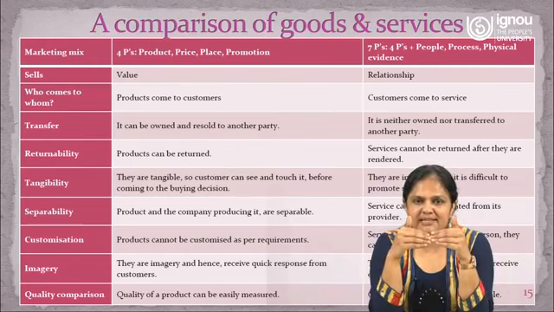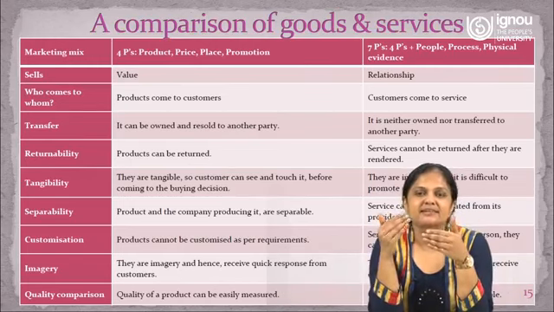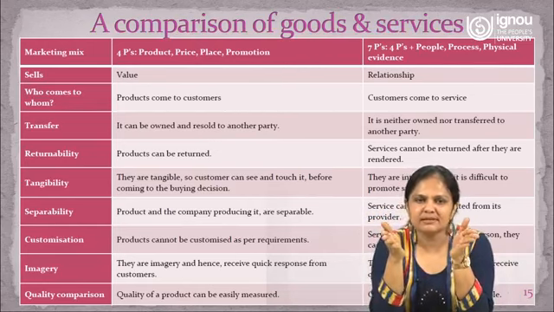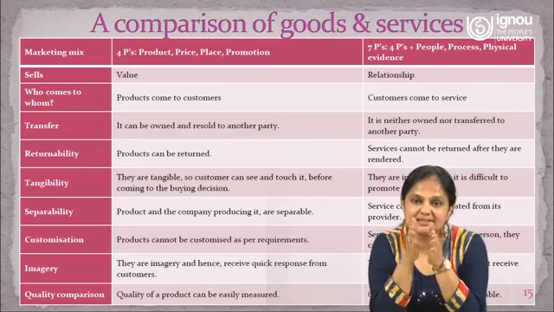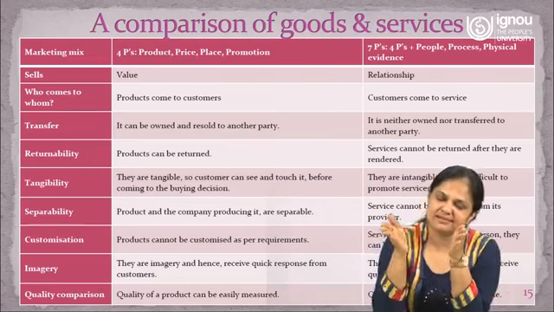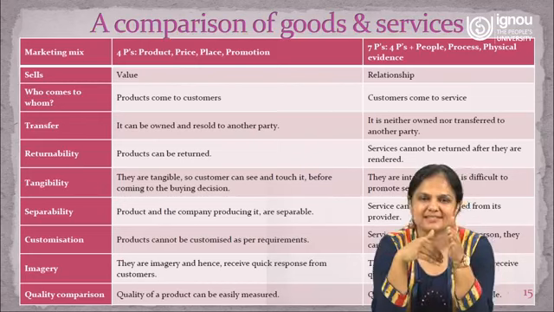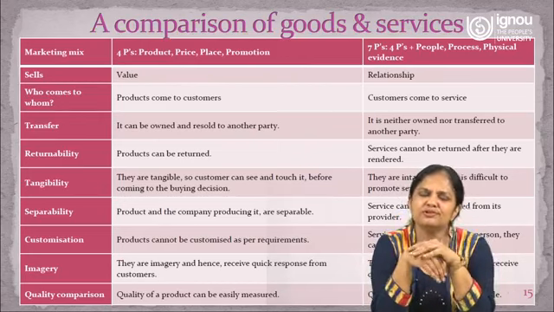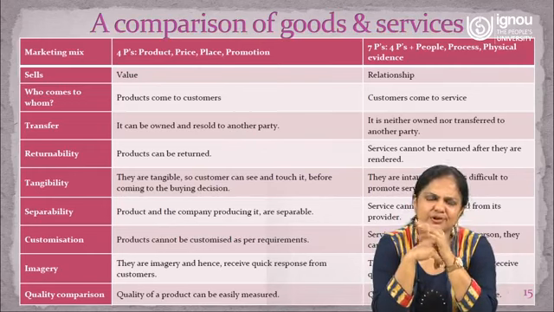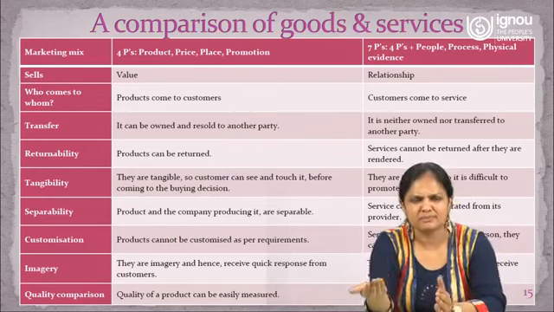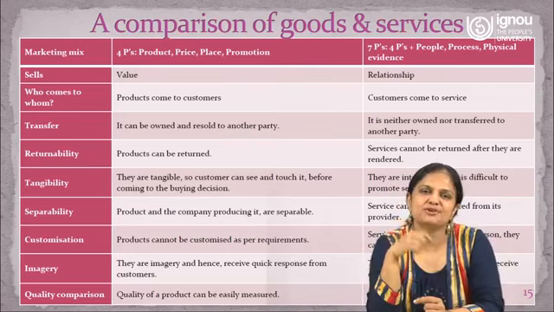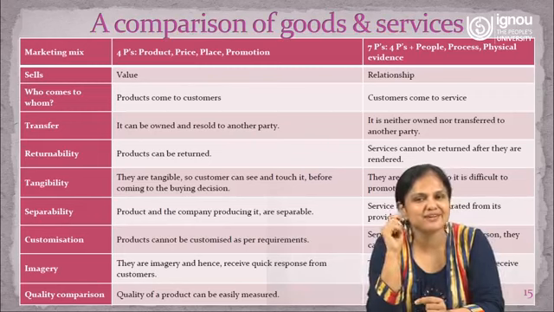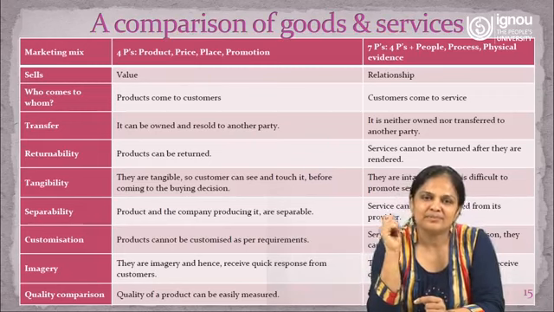In case of goods we are selling value, in case of services we are selling relationship. In case of goods, products come to the customers, right? But in case of services, the customer is coming to the producer to take the services, right? The physical goods, if you don't want to have it, or if you want to change it, maybe you can resell it to some other party, but services cannot be resold. Products can be returned if not liked, but services, once consumed, cannot be returned.